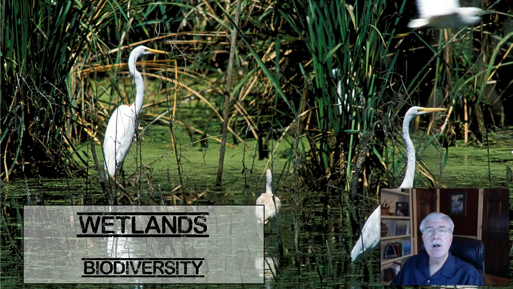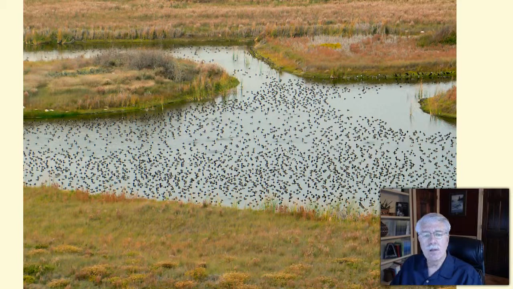Next, let's talk about wetlands biodiversity. Wetlands are places where the land and water meet. It's a zone of transition. It's not dry, it's not a pond, but it's not land either. The key ingredient to a wetland is always water.